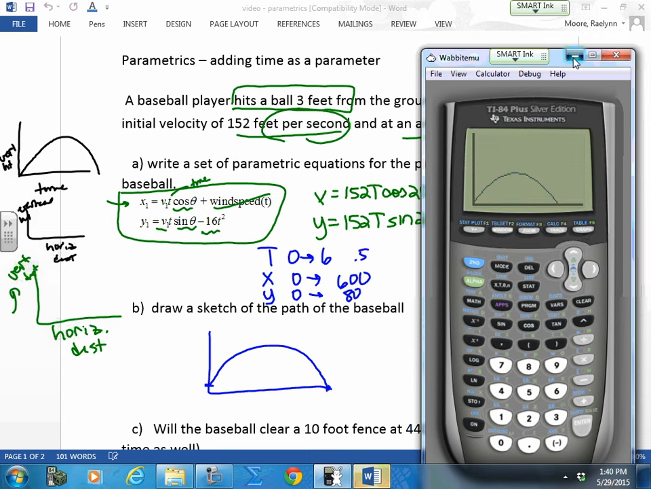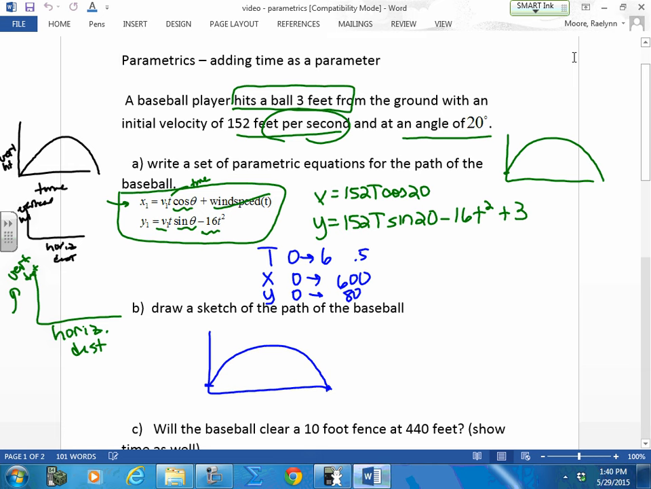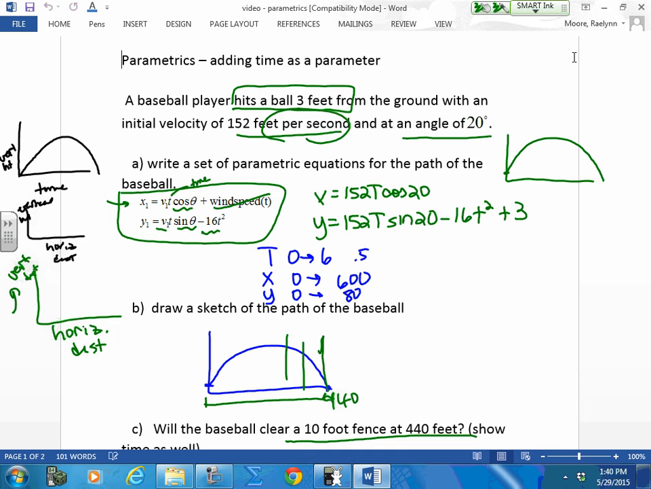And we're going to have to trace that ball. Now, as we do this, we're going to see whether this ball will clear a 10-foot fence at 440 feet. He's going to hit a home run. The home run fence is 440 feet away from the batter. We don't know exactly where along the way, but there's a 10-foot fence at that distance. So not only does he have to make a horizontal distance of 440 feet, he has to make a vertical distance of a little bit more than 10 feet.